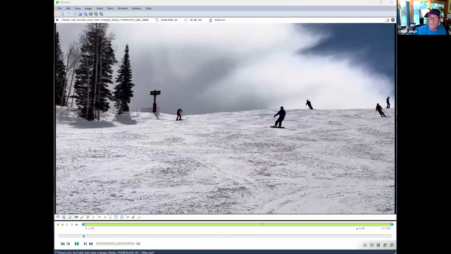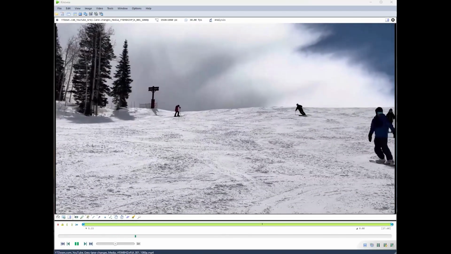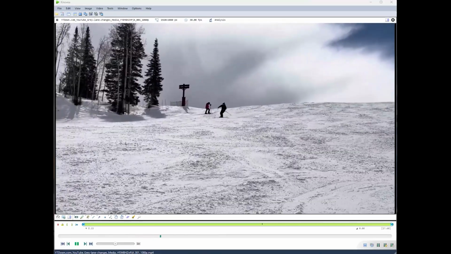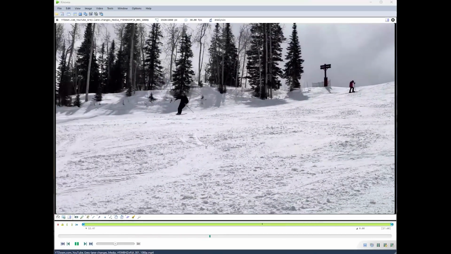Cool. I have a question. Yes, go ahead. Is it possible to ski fast enough that total inclination would still pressure the outside ski?